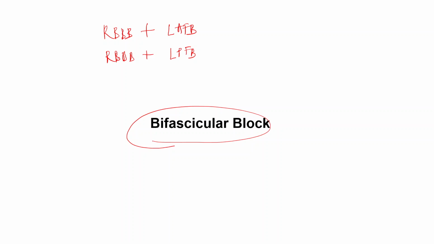Now how to identify them on ECG? Remember, anytime you see an ECG of right bundle branch block, the next step is to look at the axis. I told you isolated right bundle branch block cannot alter the axis. So in right bundle branch block, if you are getting left axis deviation, that means there is an associated left anterior fascicular block, and that is a case of bifascicular block. Similarly, if you are getting right axis deviation, that means it is associated with left posterior fascicular block, and combined it is known as bifascicular block.